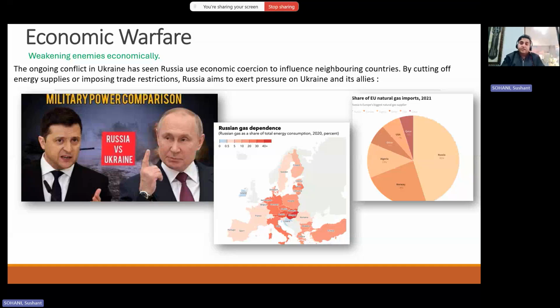Russia has a huge stock of natural gas and fuel, petrol, diesel. European countries, because they are very close geographically to Russia, take gas and other fuel from Russia because it's easier to transport and cheaper than taking from other parts of the world. Russia is the major contributor. Norway, Algeria, the USA and Qatar also sell to them, but majorly they are dependent on Russia.